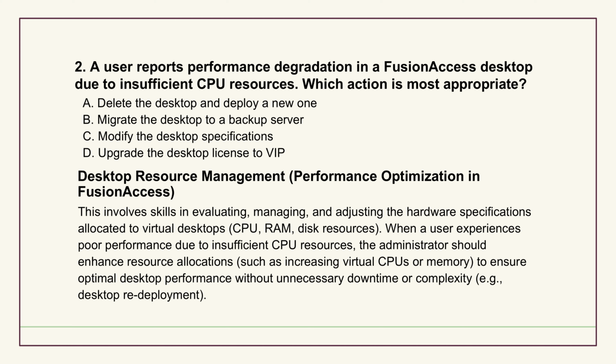Okay, let's move on to another common challenge. Performance issues. Imagine a user calls you up. They're super frustrated because their Fusion Access desktop is running super slow. The question is, a user reports performance degradation in a Fusion Access desktop due to insufficient CPU resources. Which action is most appropriate?